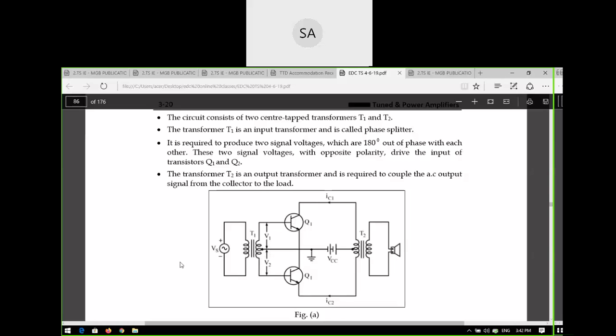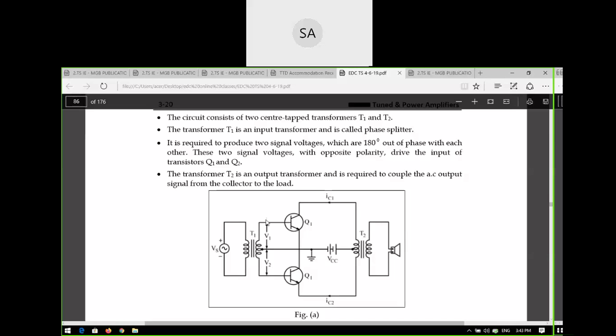And they are using two center tap transformers. So what are the two center tap transformers? T1, what can you call T1? Input transformer, sir. Input transformer, or what is the other name? Phase splitter, sir. Phase splitter. What can you call T2? Output transformer, sir. Or other name? Coupling transformer, because it will couple the collector voltage to the load.